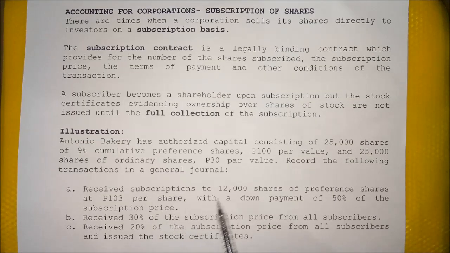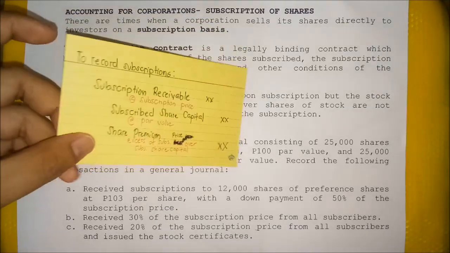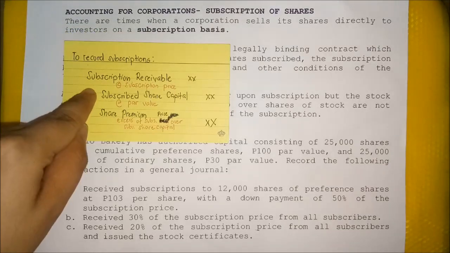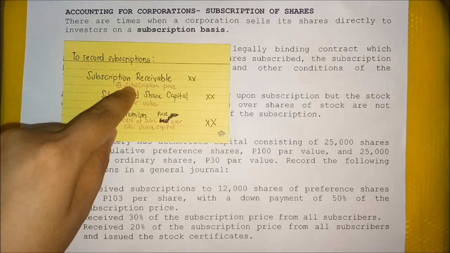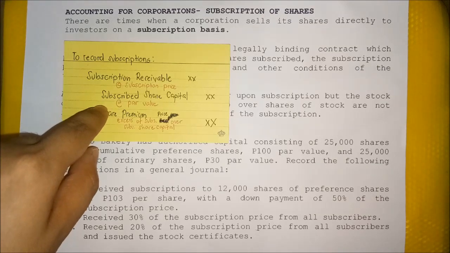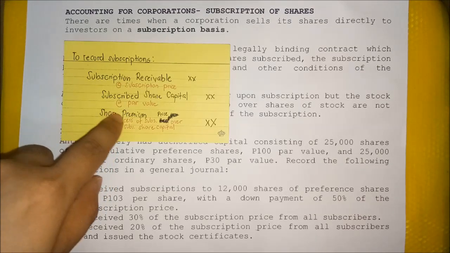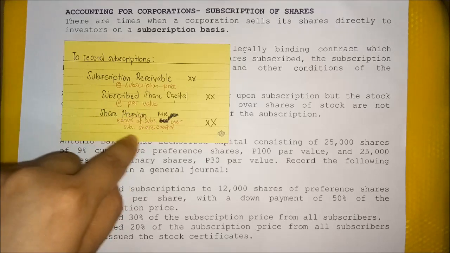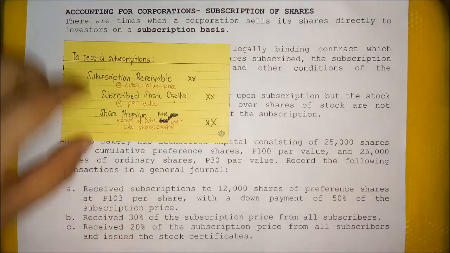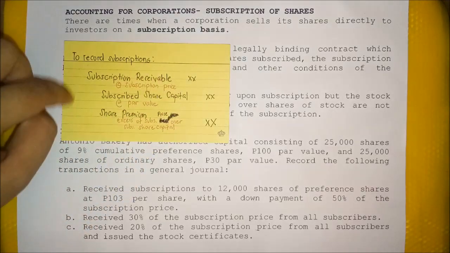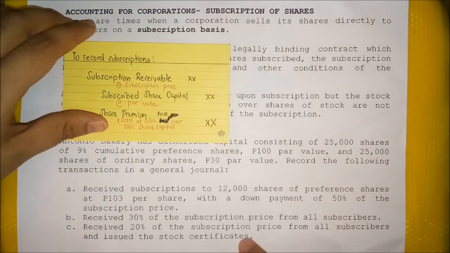Letter A, receive subscriptions to 12,000 shares of preference shares at 103 pesos per share with a down payment of 50% of the subscription price. So, ito yung gagawin natin is journal entry to record yung subscriptions. To record subscription of shares, ito yung magiging entry natin. Debit subscription receivable at subscription price. Credit subscribed share capital at par value. Credit the share premium for the excess of subscription price over subscribed share capital. So, ganito yung magiging entry natin for letter A.